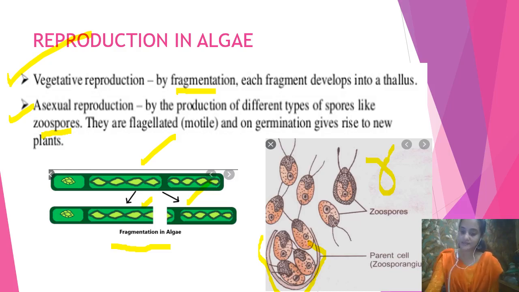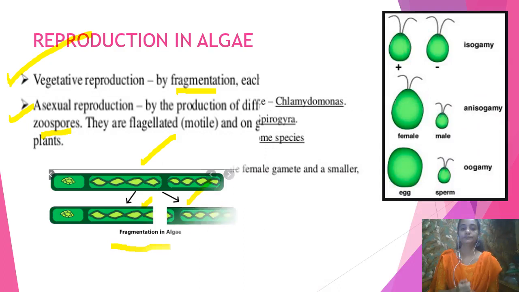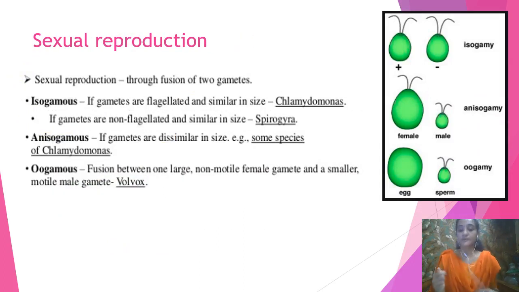Okay, now let's see the sexual reproduction. You have to study all the general characteristics, because when we go into the classes of these algae, we will use words like zoospores and fragmentation. So you should be able to identify what zoospores mean. Okay, you have to be thorough with this topic, then only we can go ahead. So let's see what the different sexual reproductive methods are.